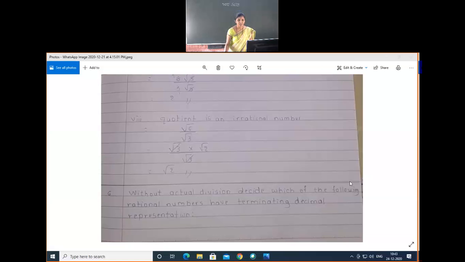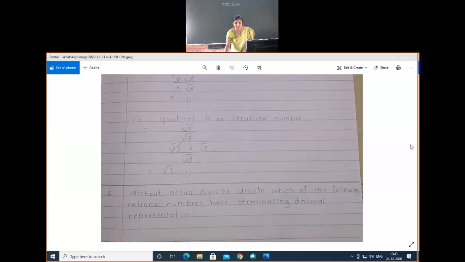How many of you know this topic? Raise your hands fast. How many of you finished this problem actually? Without actual division, here we cannot do the division, but we have to tell whether the given rational numbers have a terminating decimal expansion or not. Terminating or non-terminating recurring, we have to tell now because they have mentioned.